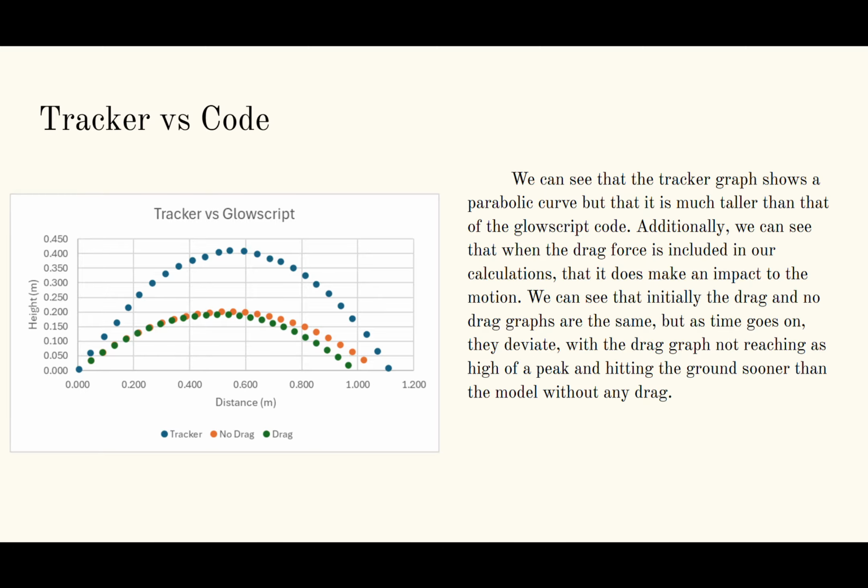We can see that the tracker graph shows a parabolic curve, but it is much taller than the Glowscript code. Additionally, we can see that when the drag force is included in our calculations, it does make an impact to the motion. We can see that initially the drag and no drag are the same, but as time goes on they deviate, with the drag graph not reaching as high a peak and hitting the ground sooner than the model without any drag.